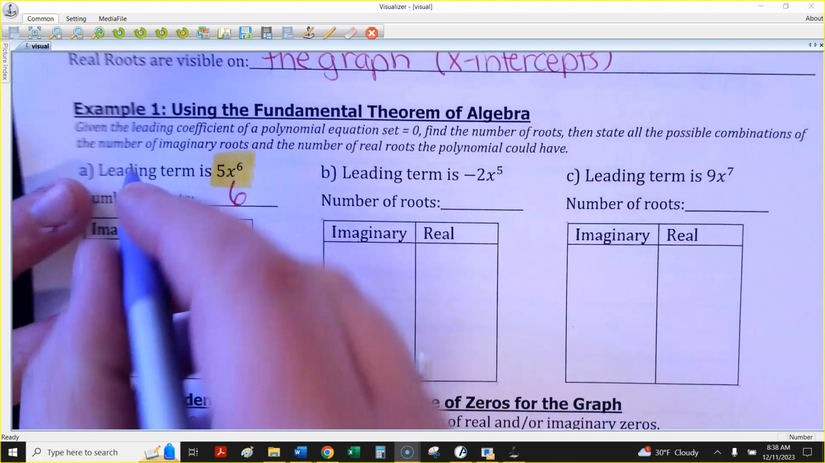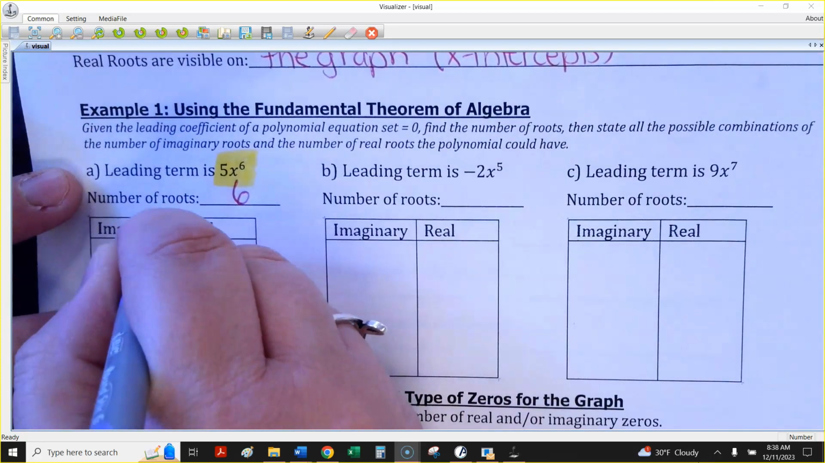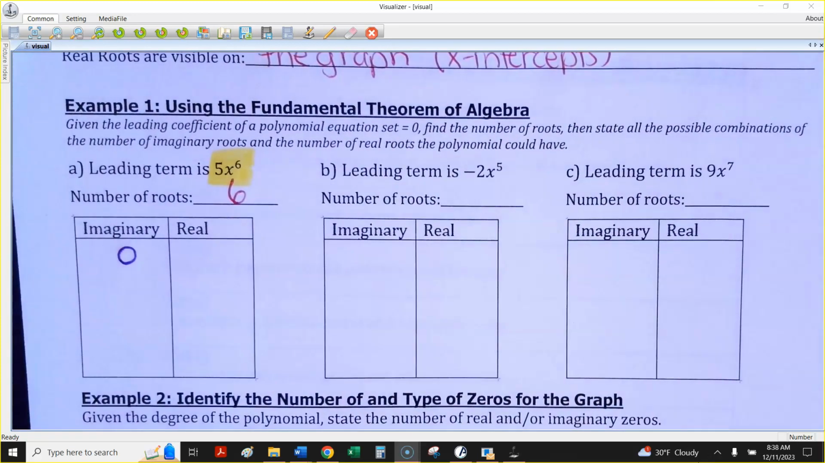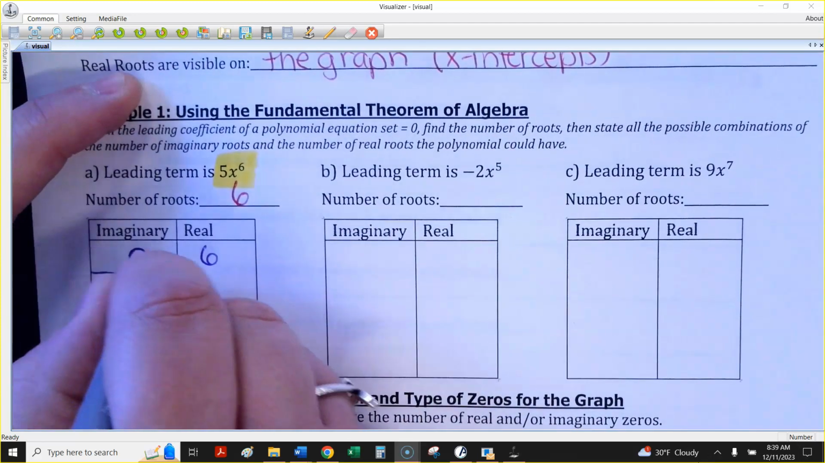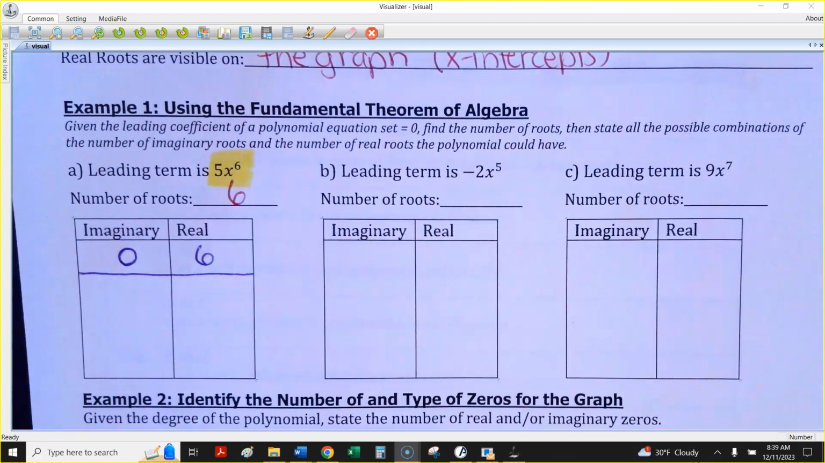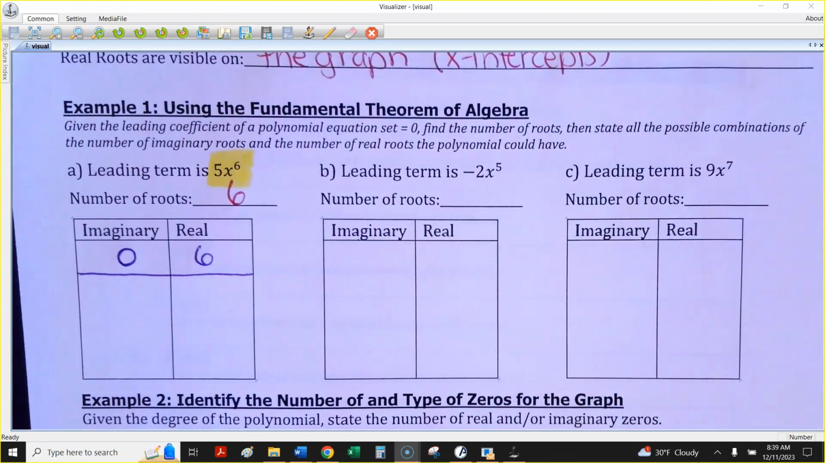All right, so let's say I don't have a graph, I don't even have the whole polynomial. I'm just writing possible combinations here. Let's say I had no imaginary solutions. How many real solutions would I have to have then? 6. It would have to add up to 6, right? Because I know I have to have 6 total. So that's one possibility. All right, now, again, I go with imaginary. They have to come in sets of 2, so I'm only going to use even numbers.